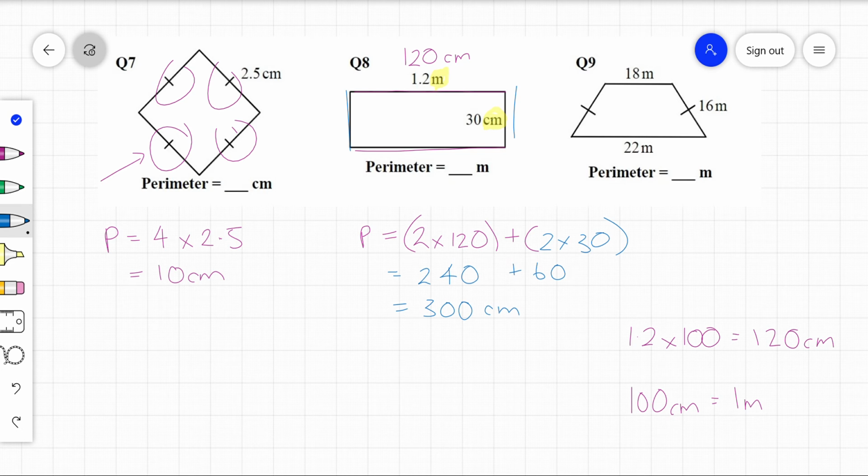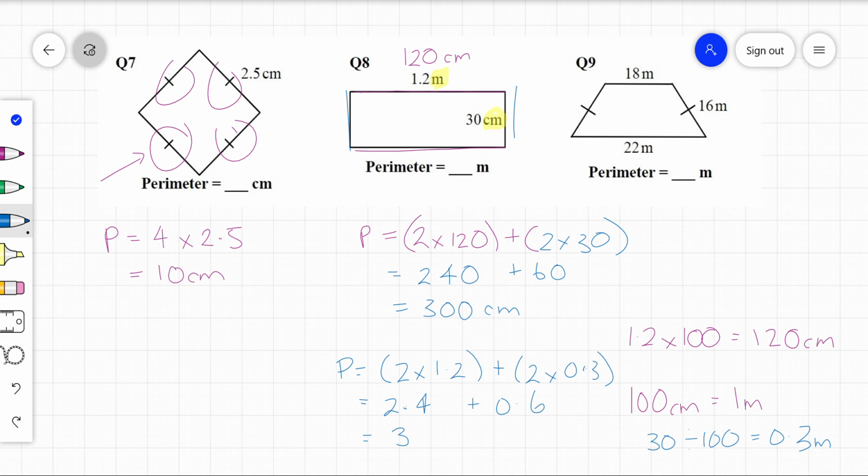Now, if you did it in meters, we would still have 2 times 1.2 in meters for our top and bottom sides, plus 2 lots of, now to change centimeters to meters we do the opposite, so we divide by 100. So 30 divided by 100 is 0.3 meters. So we put 0.3 there. Again, you could put it straight in your calculator, or you can do each bracket first. And you'll see we will get 3.